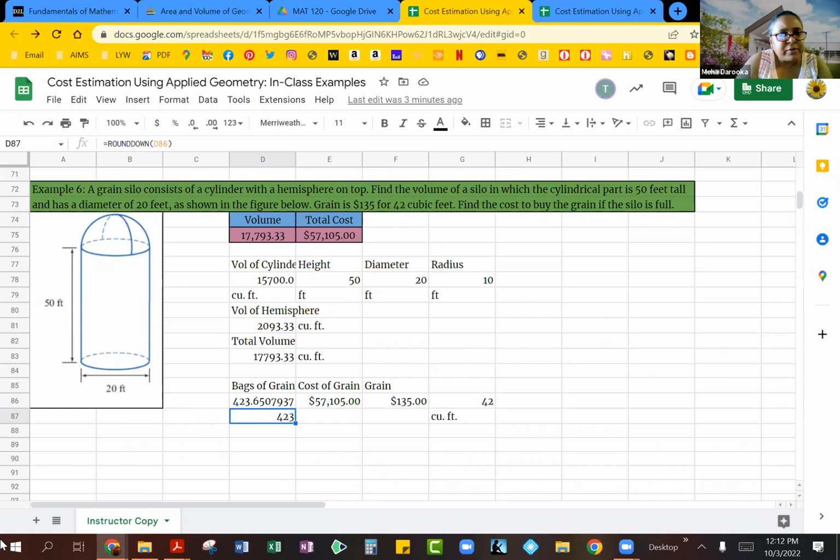So yeah, Sabrina, I'm looking at your answer. Since you are rounding it down, you're not using the 0.650793 from your bag. So you're only doing 423 bags. So your dollar amount will be slightly less than the 57,192 because you're only using 423 bags. Yeah, so that would be your rounded answer. You're rounding it down to 423 bags, which will then give us 57,105.